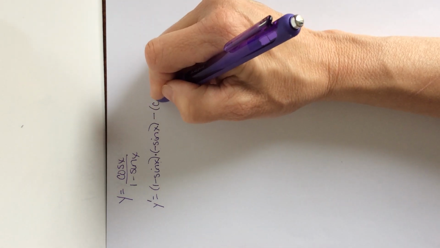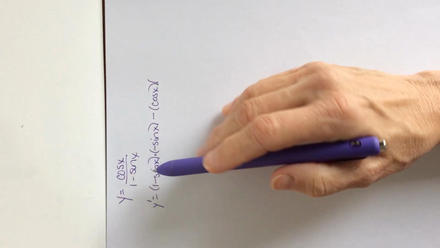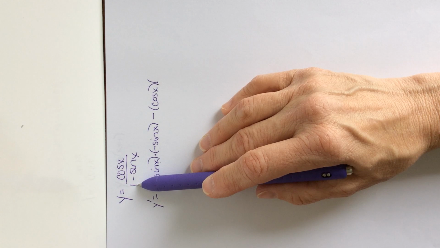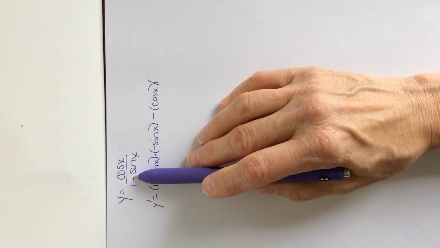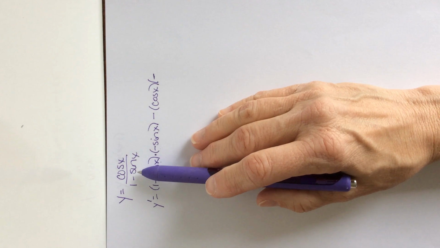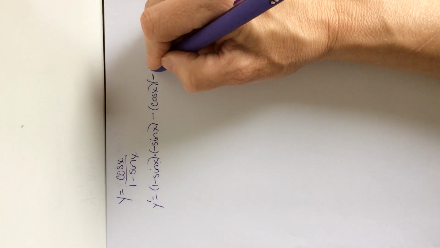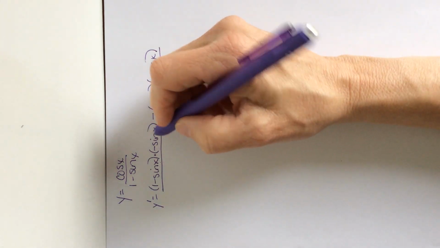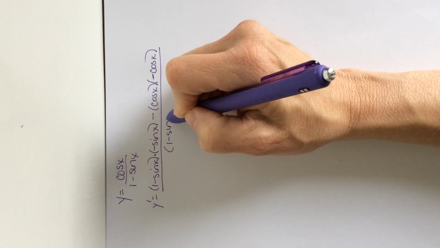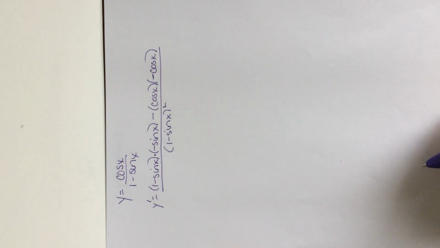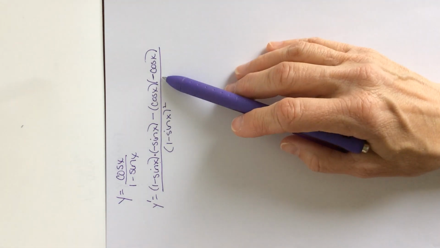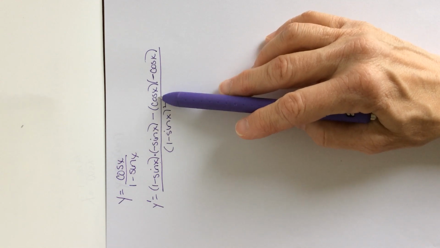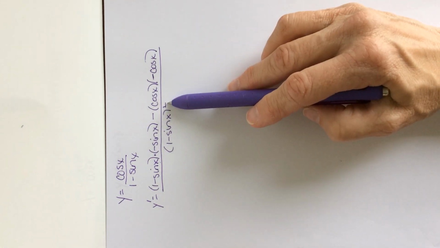minus high, which is cosine of x, times the derivative of low. And when you take the derivative of 1, that is 0, so we can get rid of that. You still have your minus there, and the derivative of sine of x is cosine of x. And so now all of that, don't forget, is over low, which is 1 minus sine of x squared. So walking through this one more time, we have low d high minus high d low over low low.